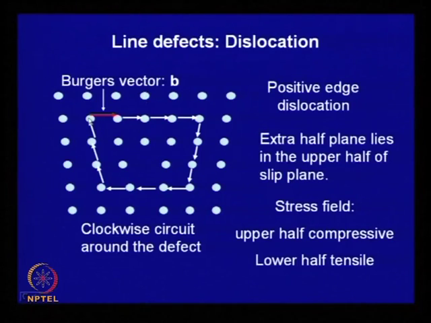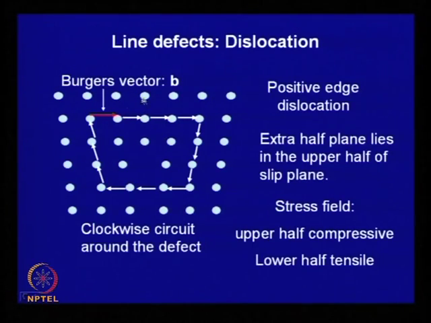And now, this type of arrangement, here this Burgers vector is pointing in this direction, let us say the positive direction of the x axis. So, this is called a positive edge dislocation. The Burgers vector is positive. This type of dislocation, an edge dislocation, is where in the crystal you have an extra half plane, and this extra half plane lies on the upper half of the slip plane.